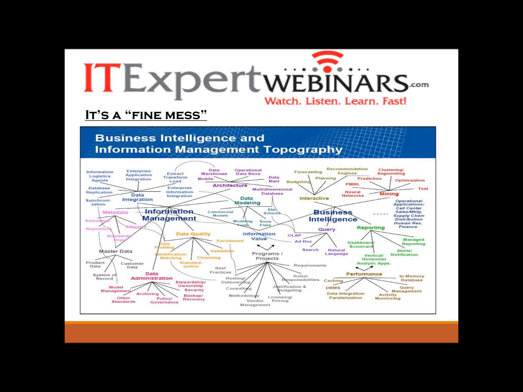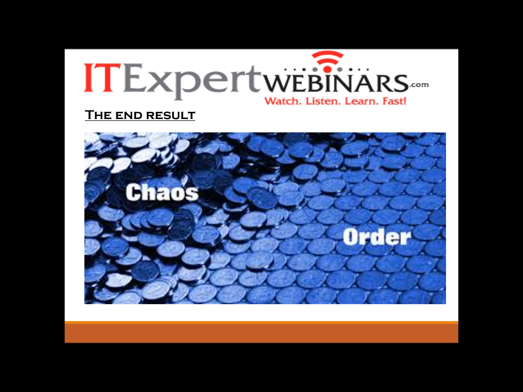So business intelligence and information management topography looks something like this. I call this a fine mess. As you can see, stuff's all over the place. And yes, this is not junk. If you actually read what's here closely, separation between information management and business intelligence, combining architecture and data integration and mining and interactive and performance and programs and projects and data administration and master data and you name it. All of these things really play a huge role.